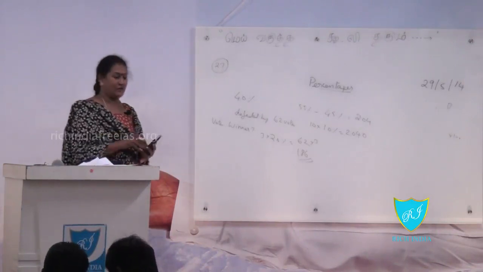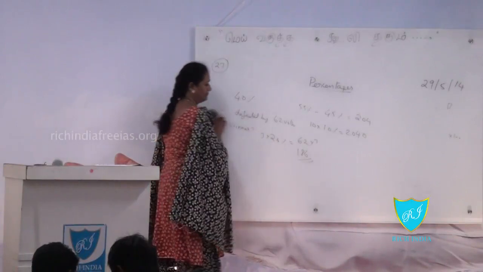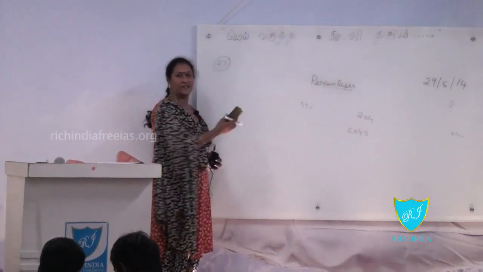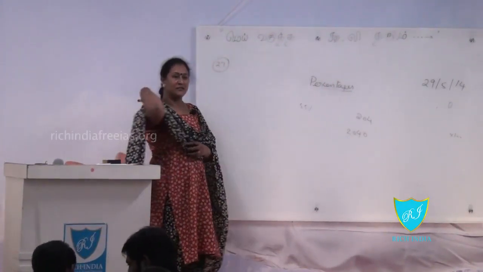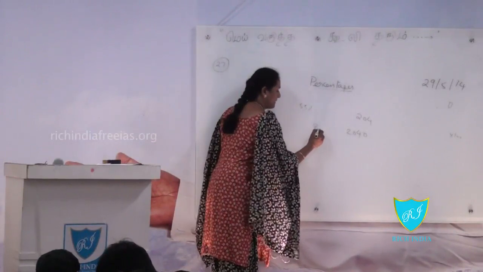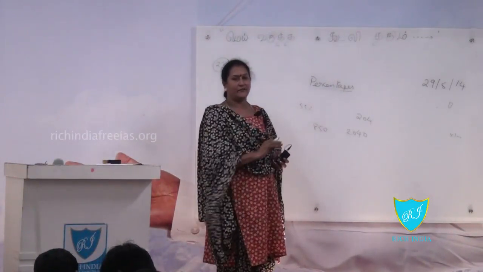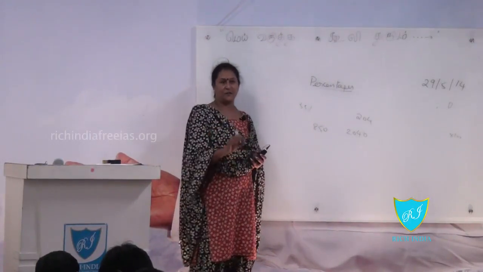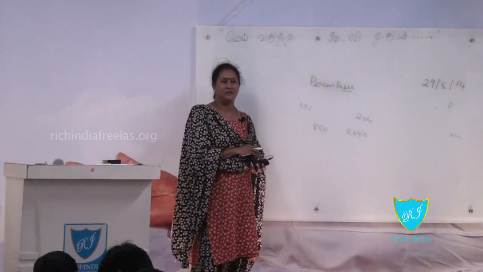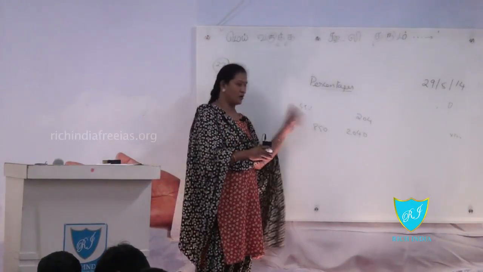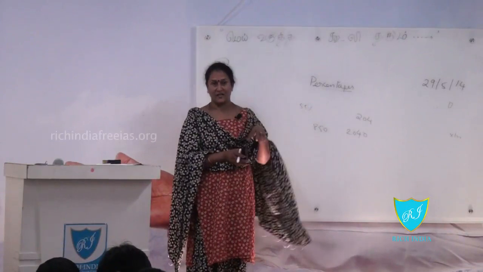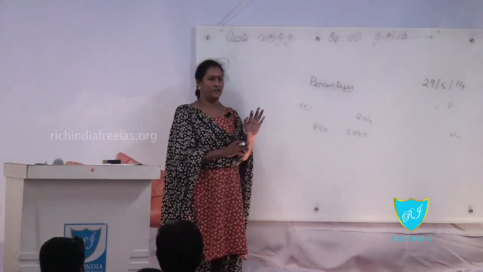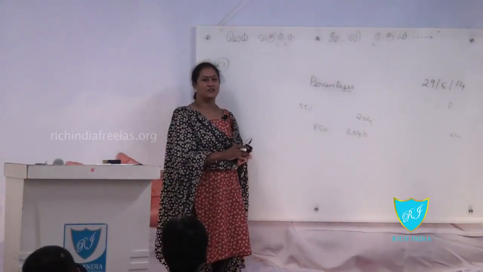So for the 34th question, what is the pass percentage? 55%. So that student gets how many marks? 850. And he fails. He fails by what percent? 5% he fails. So how much percent has he got? He hasn't got 55%, he has got 5% less. So what percent has he got? 50%. So 50% is 850.